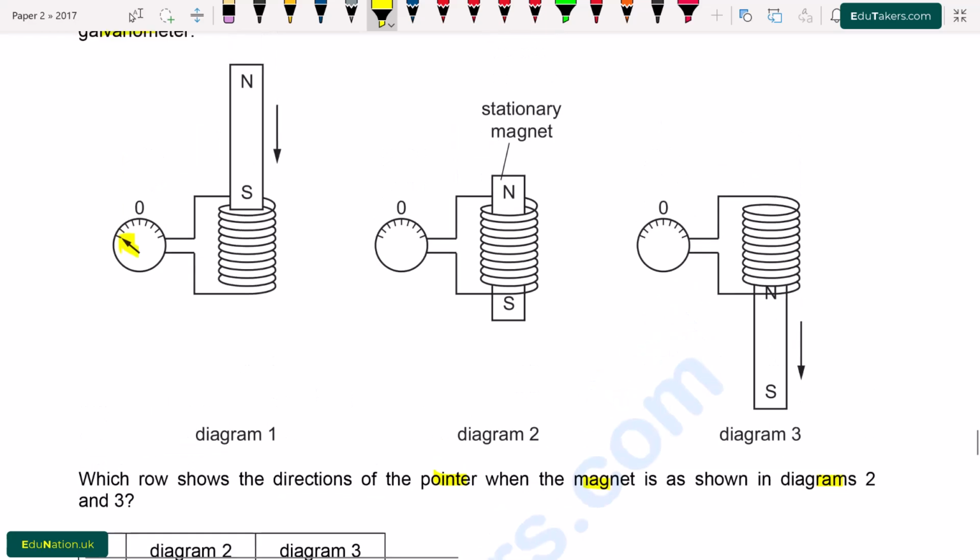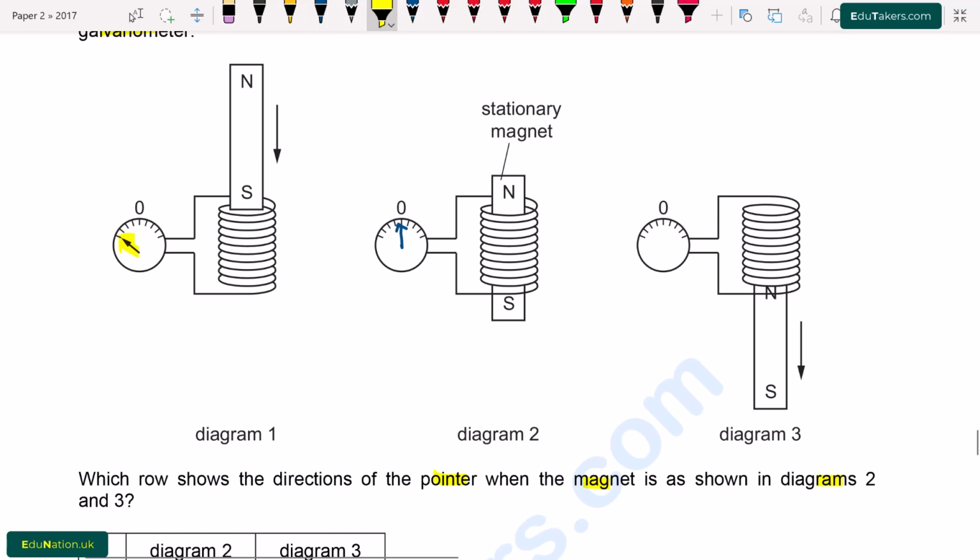So first of all, in diagram 2, we can see here that the magnet is stationary and it is inside the coil. So when the magnet is stationary, there is no change in the flux. When there is no change in the flux, the induced current will be 0. It means that the position of the needle will be at 0.